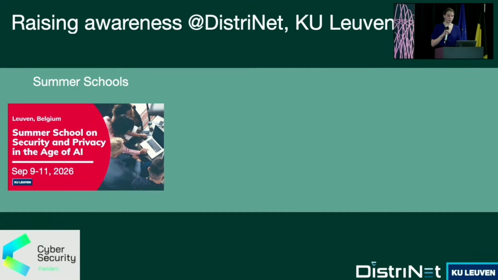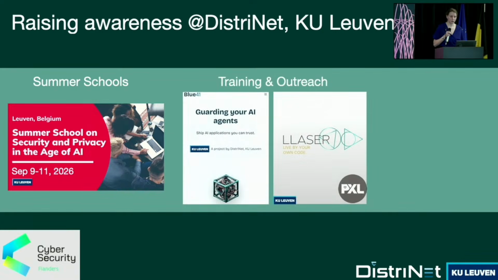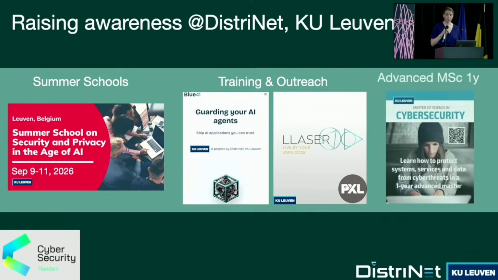We also do industry-focused training and outreach events. So the Blue 41 initiative on safeguarding agentic AI, that is the colleagues that will present just after me. We also have other activities where we work with smaller businesses to help them integrate LLMs safely. And we provide a 1-year advanced master's on cybersecurity, including an AI curriculum. And this one is for fresh graduates, but also for professionals who want to study half-time. This is also possible. So with that, I will conclude my talk.